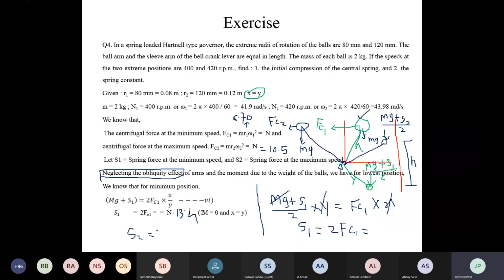If you take a moment about O, you will get the same equation. Moment due to mg is here. In the formula, we do not consider this mg because we neglect the obliquity effect, meaning the moment due to the mass of the flyball we neglect here. S2 will be doubled, means 21. Write down the unit, meter.